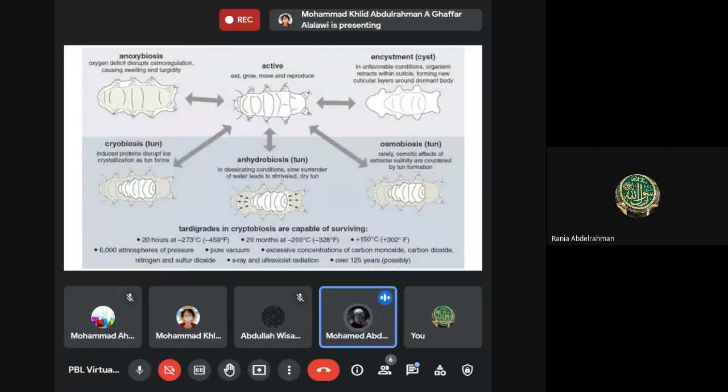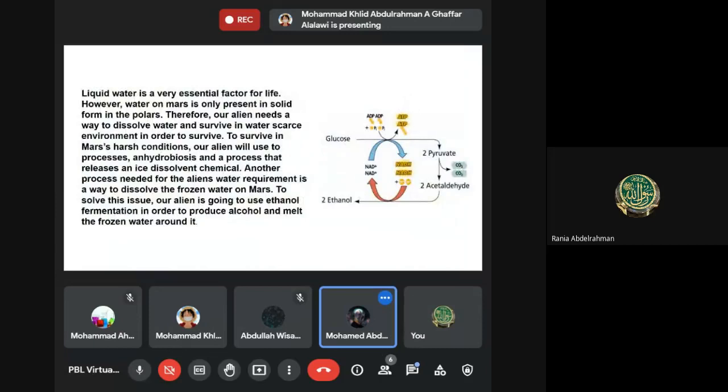These are different processes of cryptobiosis, but the most important one is anhydrobiosis. And to overcome the lack of water on Mars, our alien is going to use anhydrobiosis, as I mentioned, and it will also use another process called alcohol fermentation, which will use the glucose our alien produced in order to produce ethanol, or alcohol, that will melt the ice around it.